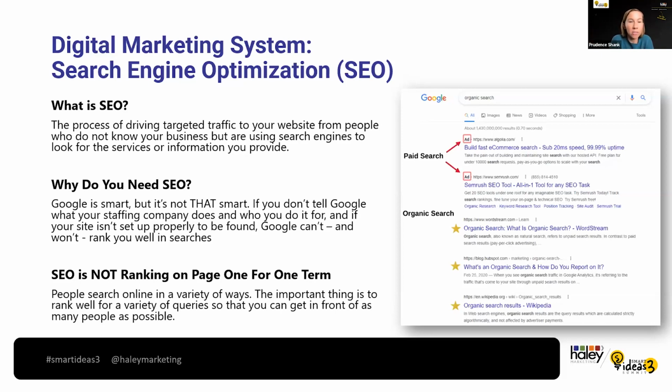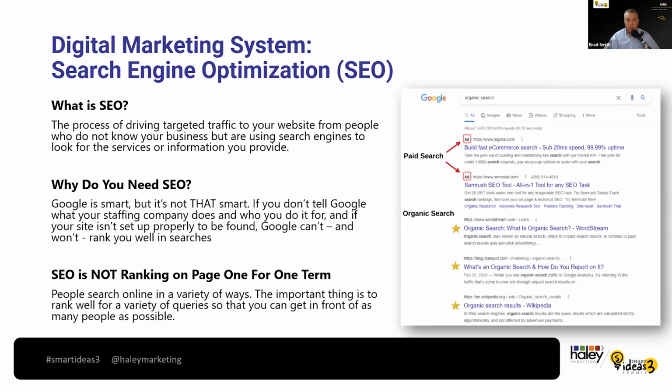So you have to give it cues so that it understands what you do, so that it knows how to rank you. And it's also really important to note that SEO does not mean ranking number one for one term. It's really easy to get what I lovingly refer to as keyword fever, where you can get obsessed with ranking number one for one single term. That's not really good SEO.